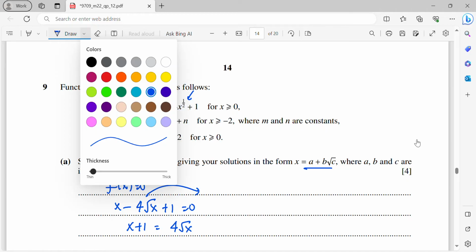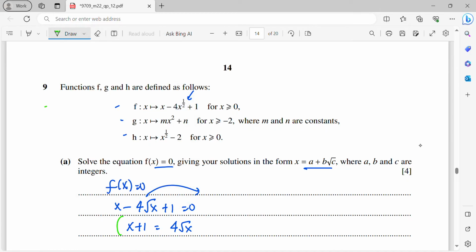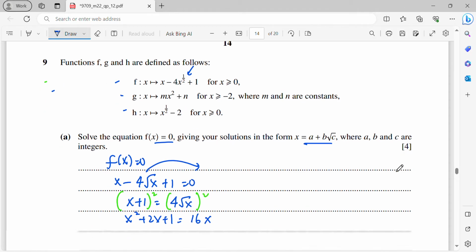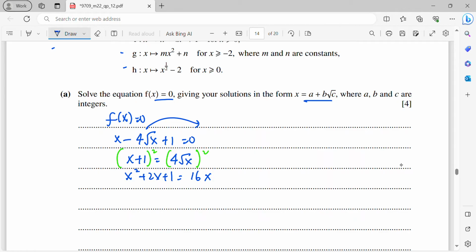And then my next step is going to be to square both sides because I don't want the square root. So when you square both sides, it will be x squared plus 2x plus 1. Right hand side, square of 4 is 16. Square of square root x is just x. And then now just move all the terms to the left hand side. I get x squared plus 2x plus 1 minus 16x equals 0. At last you get x squared, 2x minus 16x is negative 14x, then plus 1 equals 0.